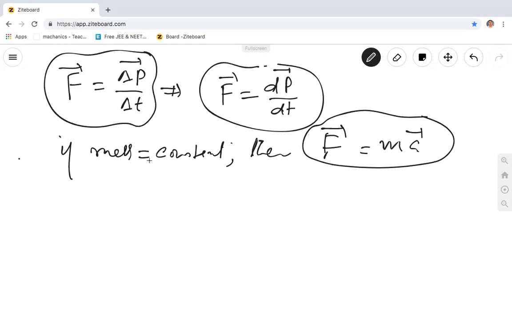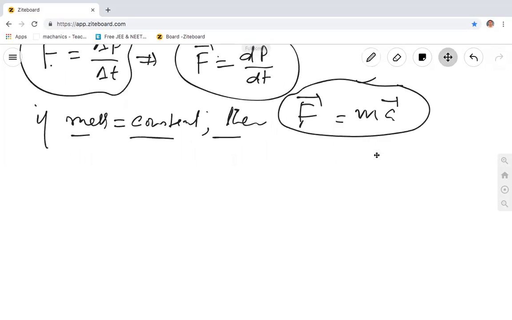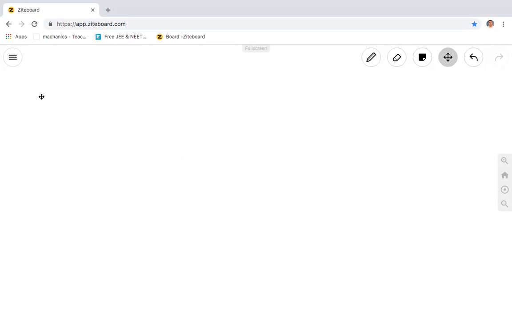But here the important thing is mass should remain constant. Does mass remain constant here? No. Not needed. But here it is needed that if you write this equation, mass should be constant. Is that right? Yes. Okay, let me go to the third law of motion, Newton's third law.